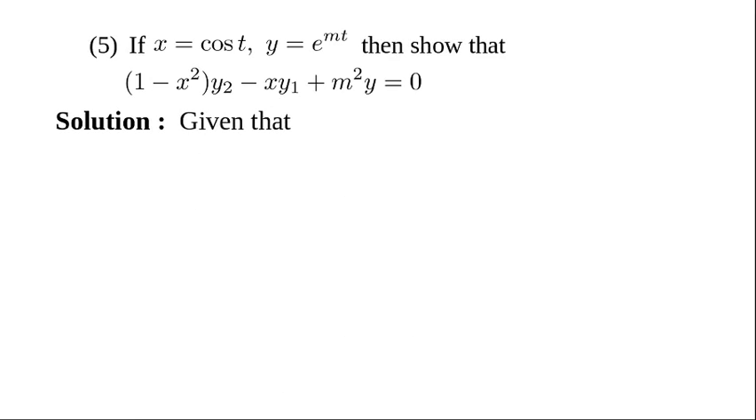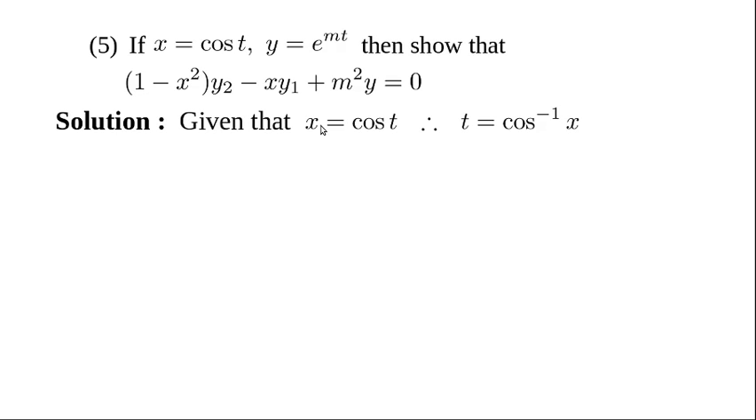If x equals cos t and y equals e raised to mt, then show that (1 minus x square) y2 minus x y1 plus m square y equals 0. And here, what we have done is just made use of another representation for higher order derivatives. y2 means the second derivative of y, and y1 means the first derivative of y. This is d square y by dx square and this is dy/dx.